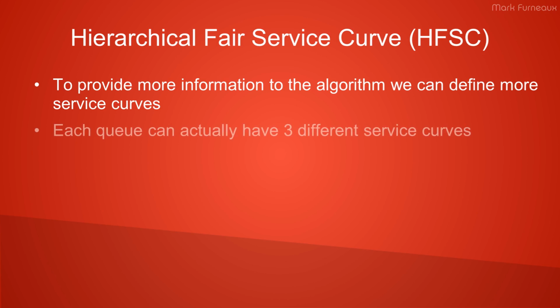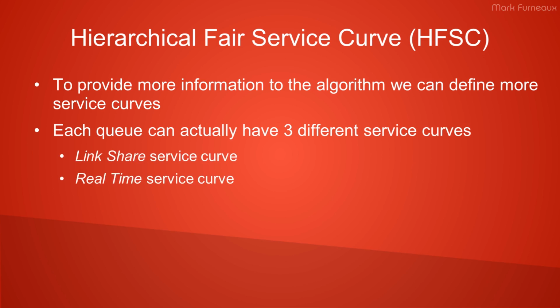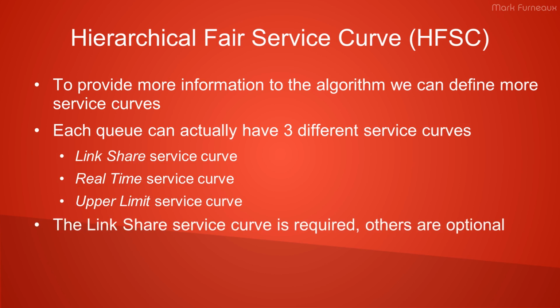In fact, with HFSC, every queue can actually have 3 different service curves. The first one is known as the link share service curve. The second one is the real-time service curve, and the last one is the upper limit service curve. Now, the service curve that I've been talking about without giving it a name is the link share service curve, because that one is required. The other 2 are completely optional, but they do have some benefits if you define them.